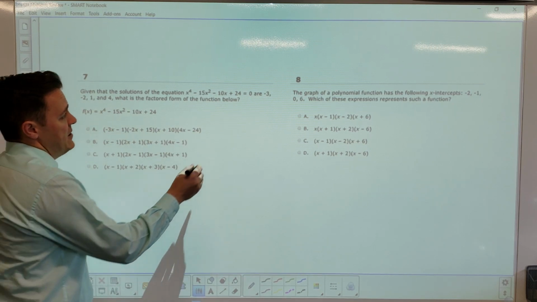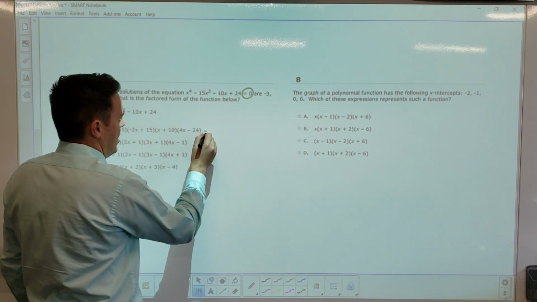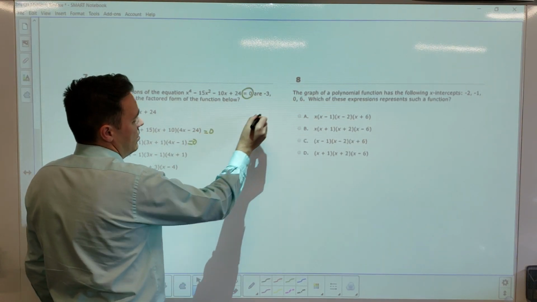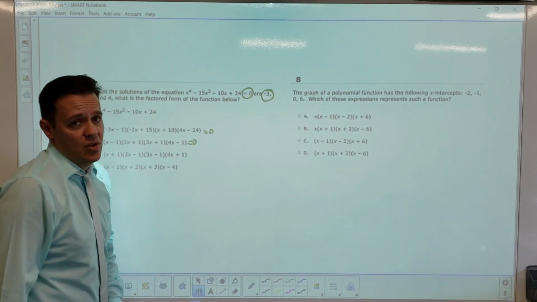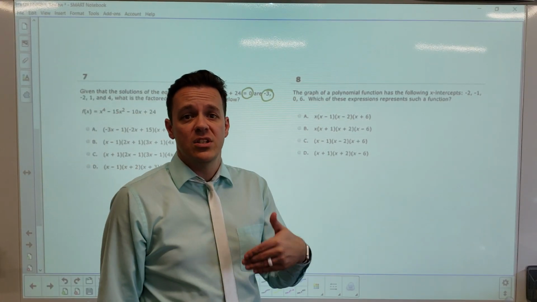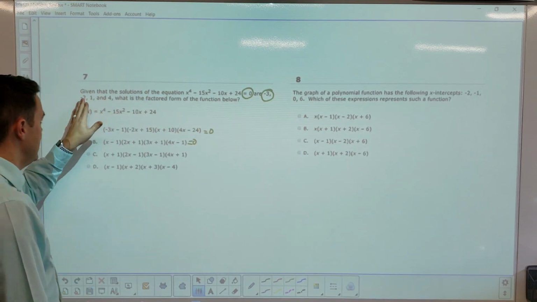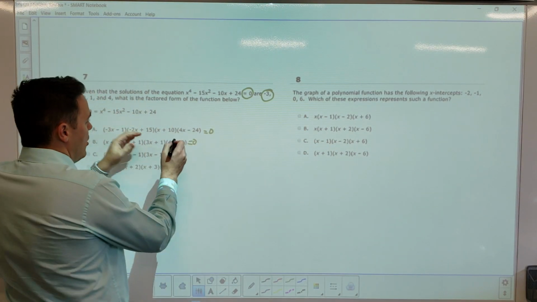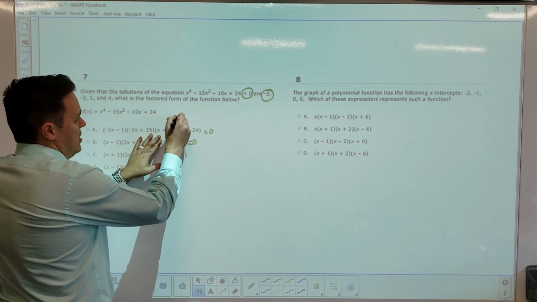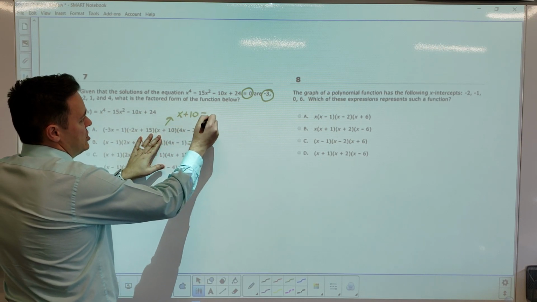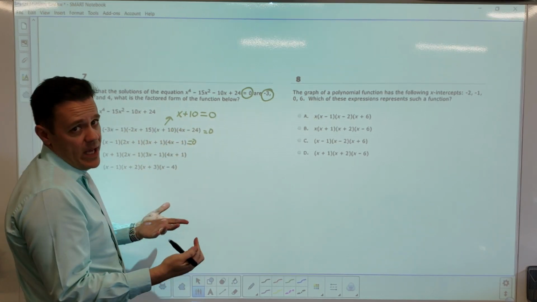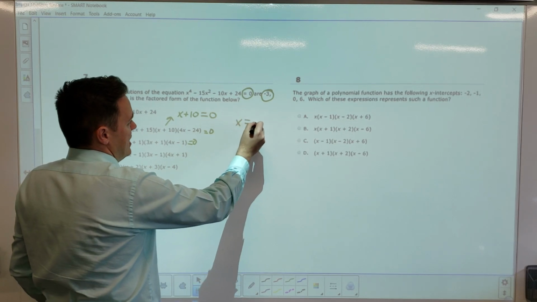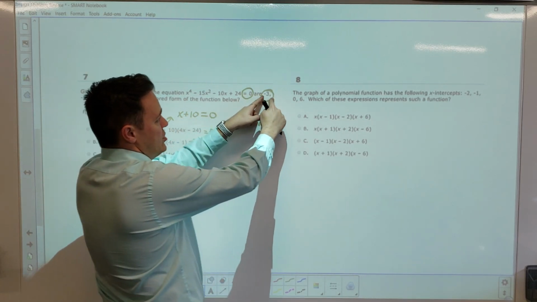Number 7, the main focus was everything was set to 0. These all equal 0. And your roots, or your answers, or your solutions, they were what? -3, -2, 1, and 4. So if I isolate this one, x plus 10 equals 0, all of you looked at me and said, well, that's easy, x is -10. That's basically what you're doing here.